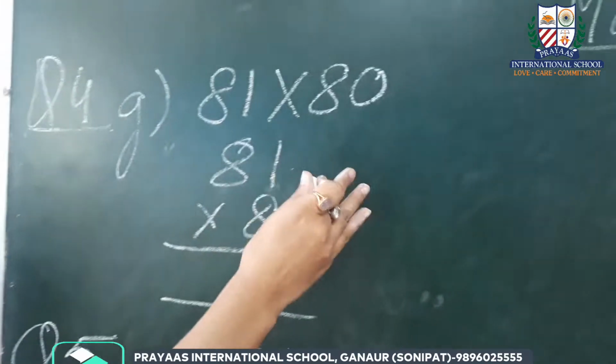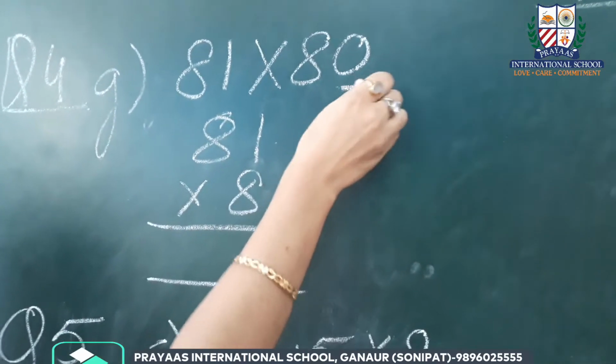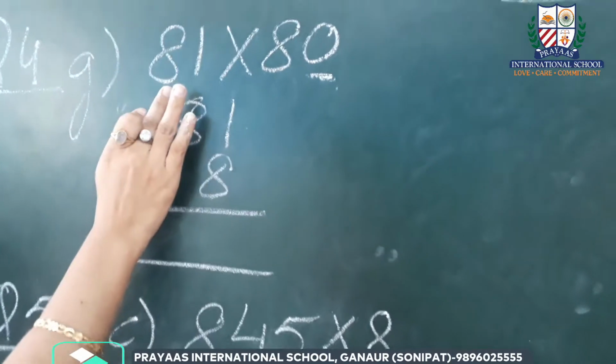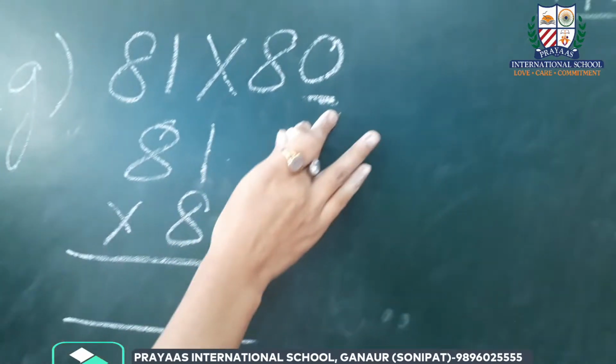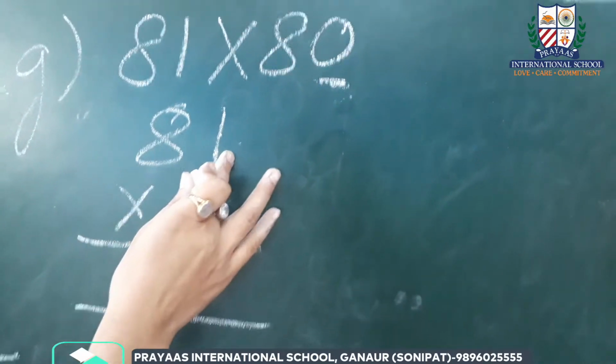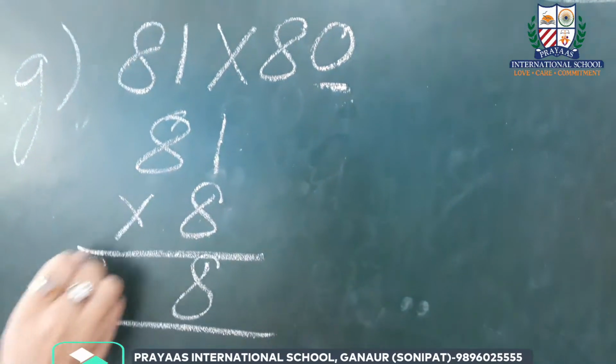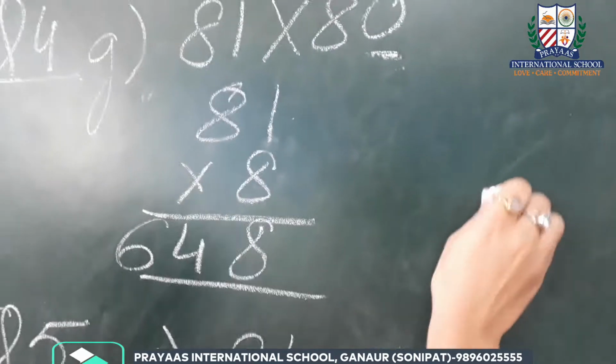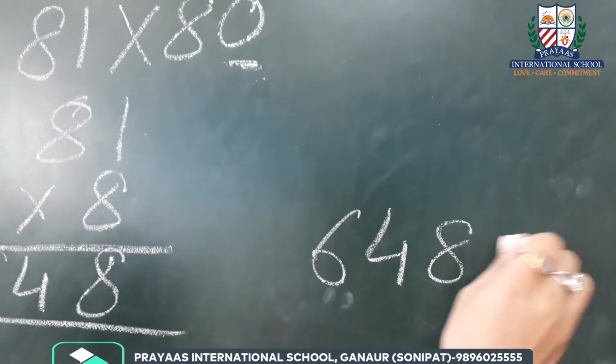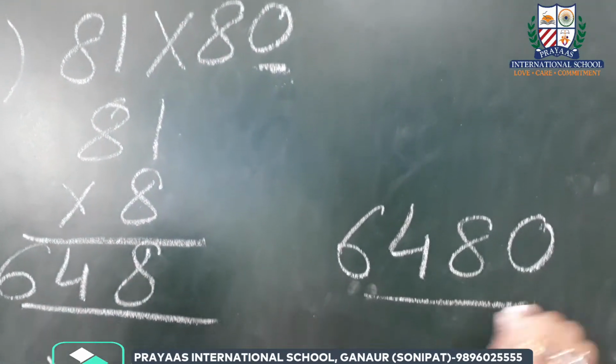Now we will do question number 4, G part. In this question, mostly 0 is added in the multiplier. So if we have to multiply 81 by 80, we can easily multiply it by only 8. So 8 1s are 8, 8 8s are 64. Now in the answer we will add 1 zero. So this will be our answer.